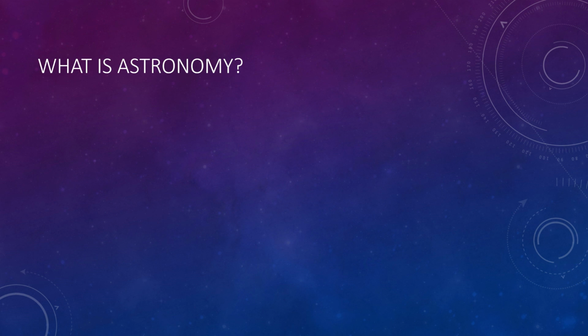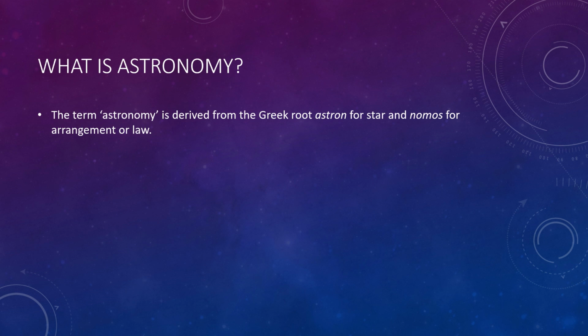So, it's a good point now to start a brief lecture, just basic ideas here. Great question, what is astronomy? Well, I'll give you a technical definition, and then a definition that means more to me. First of all, astronomy is a term that is derived from Greek words. Their roots are astron, for star, and nomos, for arrangement or law. So astronomy literally translates to the arrangement of stars, or the law of the stars.